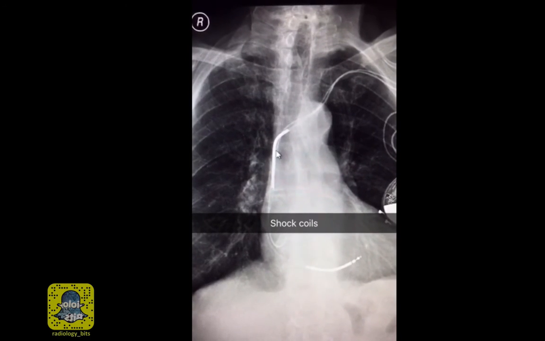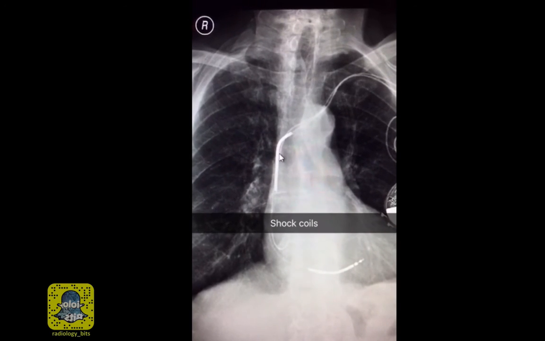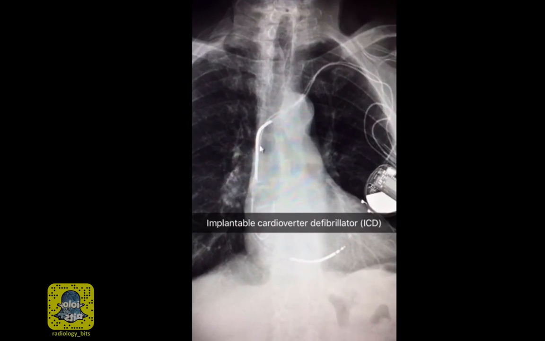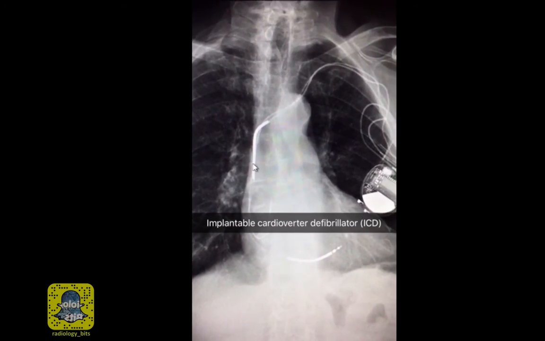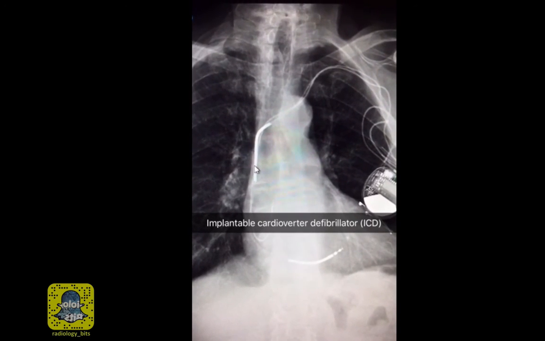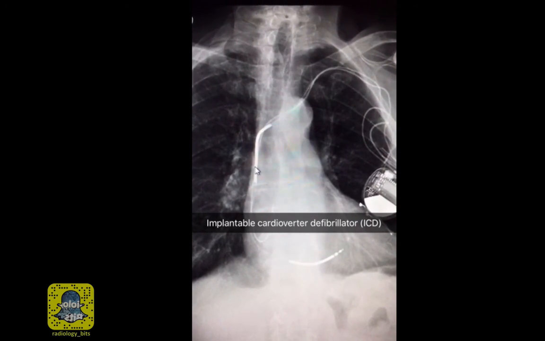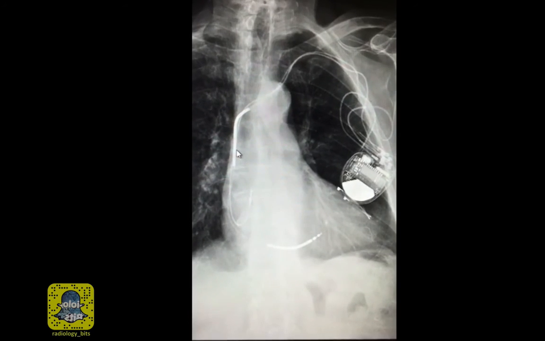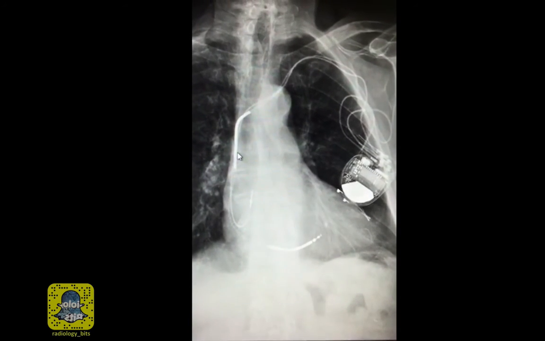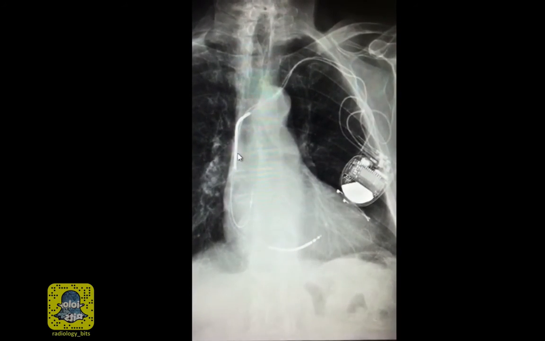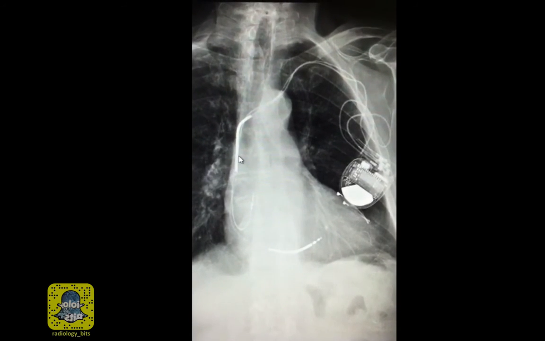So these two metallic components are called shock coils. If you see this, that means that you're looking at what is called an implantable cardioverter defibrillator, ICD. In general, an ICD is different than a pacemaker. The indications for placing each device is different.